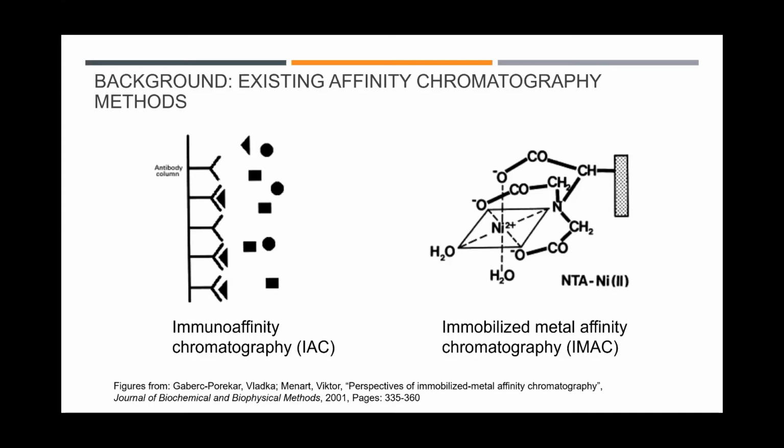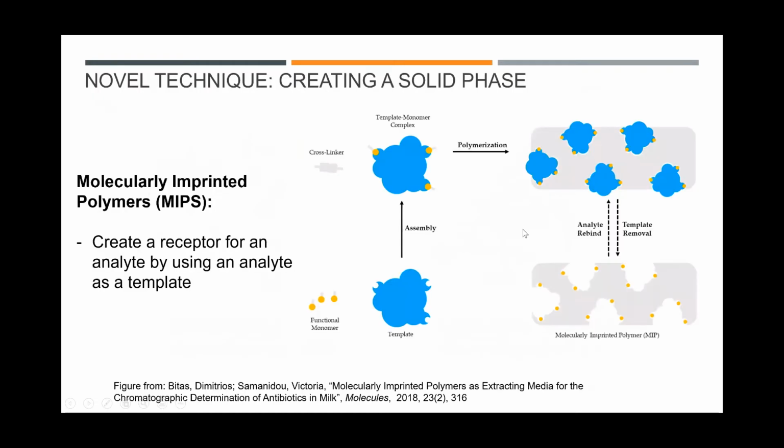Also, specifically with immobilized metal affinity chromatography, it has a relatively cheap ligand for the solid phase. And this nickel ion can also be swapped out for other transition metals based on the situation.